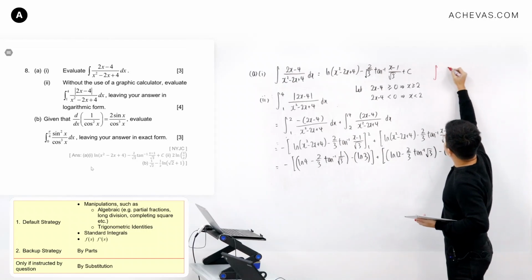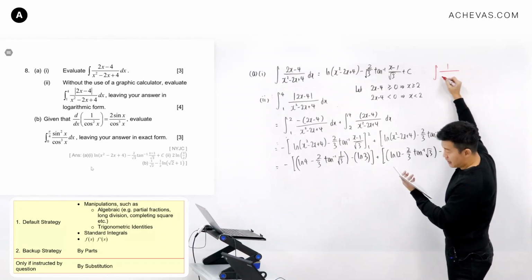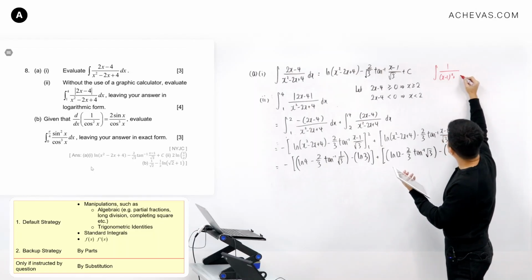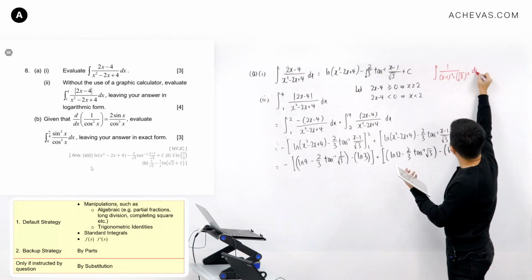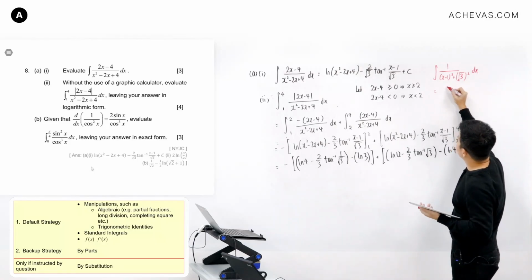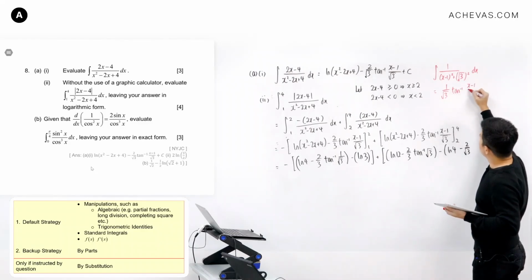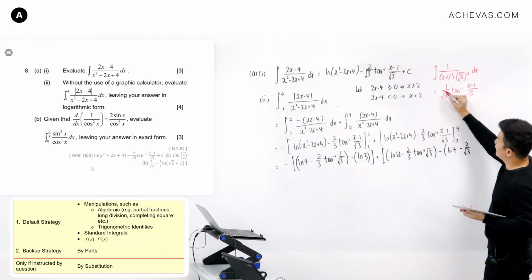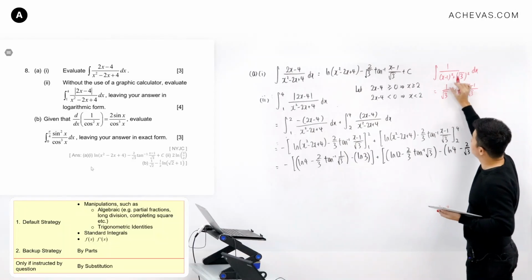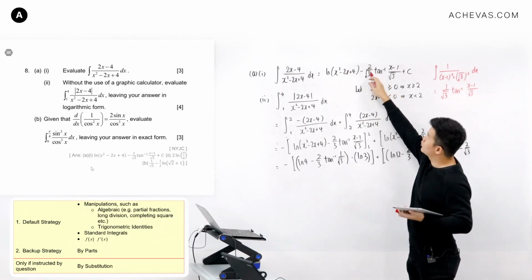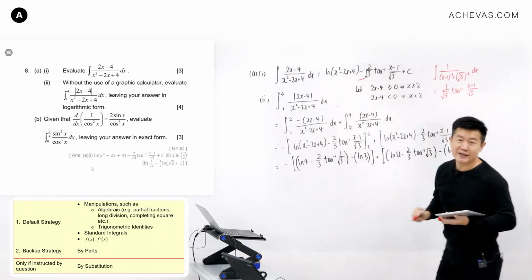So I did this 1 over, we had an (x minus 1) squared plus 3, which I wrote as this, and square dx. So I made a mistake. I wrote it as 1 over 3, but it should be 1 over this, which is 1 over square root of 3. Then tangent inverse of (x minus 1) over square root of 3. And there was a 2 in front, so multiplying by 2 gives me this 2 over square root of 3. So I made a mistake here. Please help me to correct it.